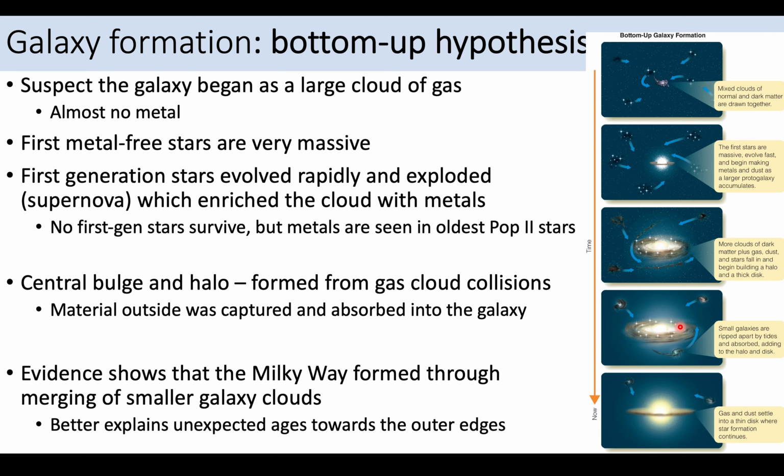Pulling in material from the outside means you're pulling in material that doesn't have anything to do in terms of age with the rest of the galaxy, so you can have that sort of mismatch in ages as you move outwards from the center of the galaxy, which the top-down hypothesis didn't have. That was one of the main issues. So those are the two hypotheses for galaxy formation.